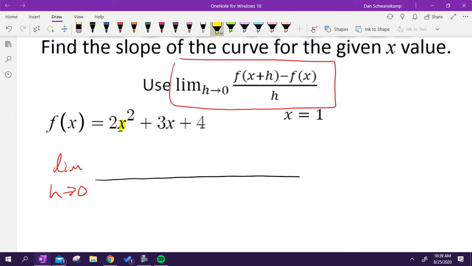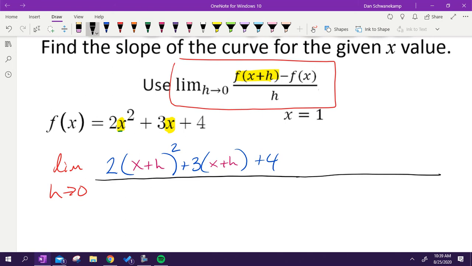For all of the x's. So for this x right there and that x right there, we're going to plug in x plus h. So it's going to be 2 parentheses squared plus 3 plus 4. And everywhere we had an x, we're going to replace it with x plus h. That's this first part. All I've done so far is this part right here. Then we're going to put a minus sign. So minus f of x.